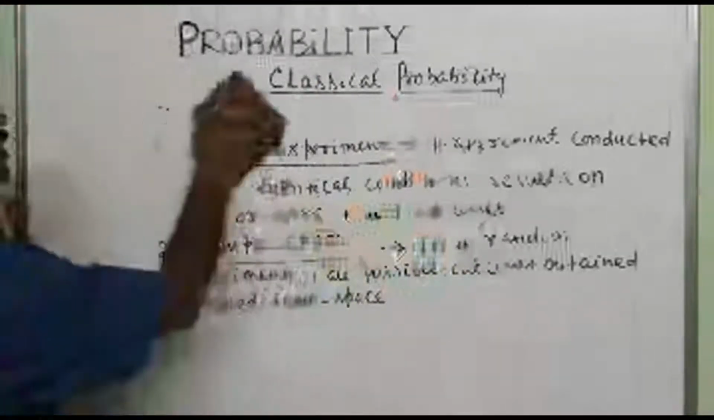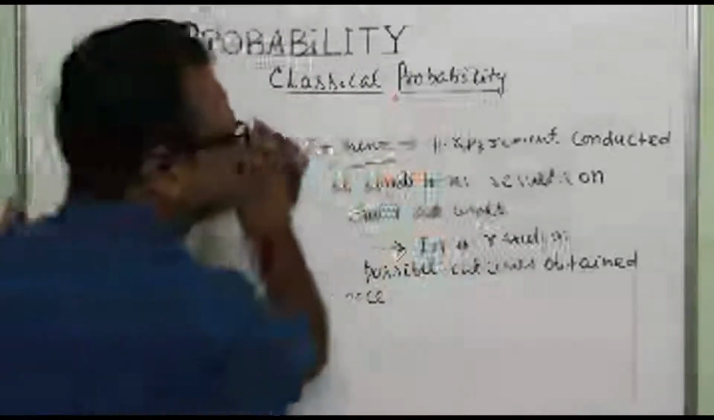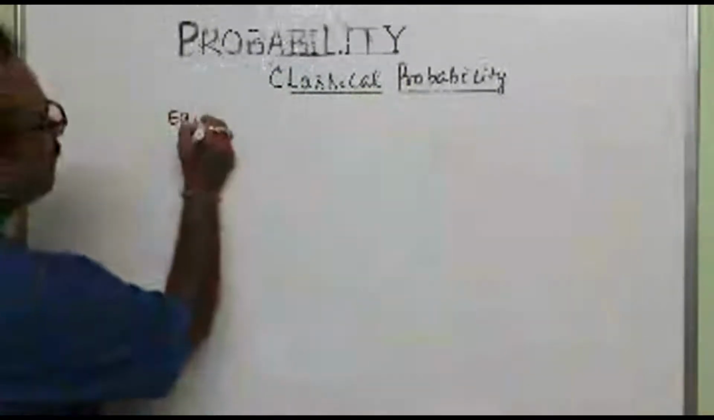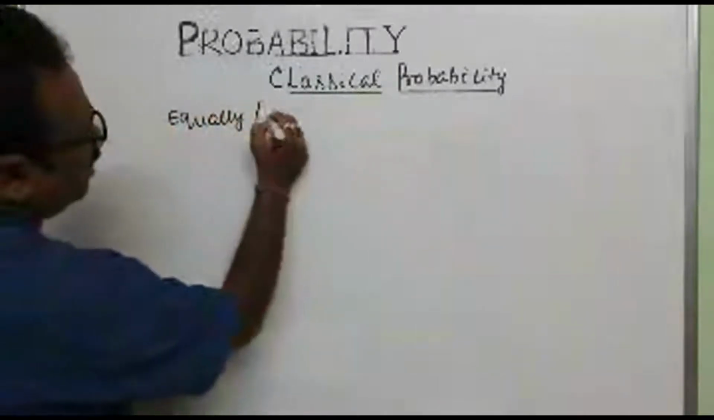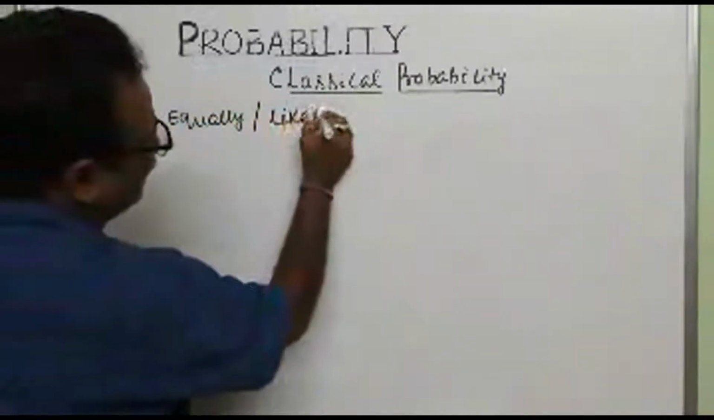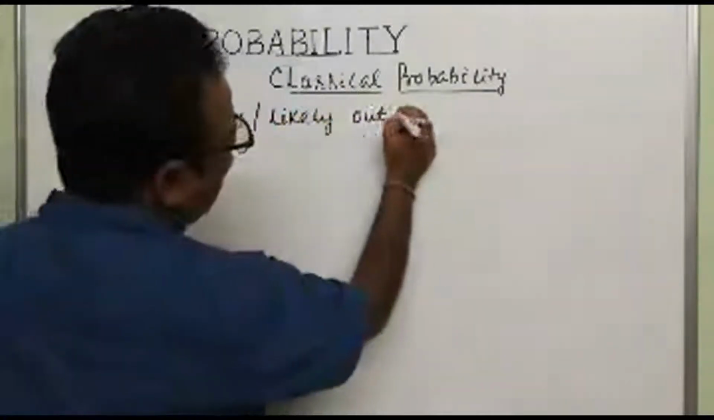So first click on this one. Now, then equally likely outcomes.